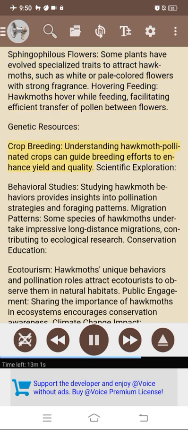Genetic resources. Crop breeding. Understanding hawk moth pollinated crops can guide breeding efforts to enhance yield and quality. Scientific exploration. Behavioral studies. Studying hawk moth behaviors provides insights into pollination strategies and foraging patterns. Migration patterns. Some species of hawk moths undertake impressive long-distance migrations, contributing to ecological research.